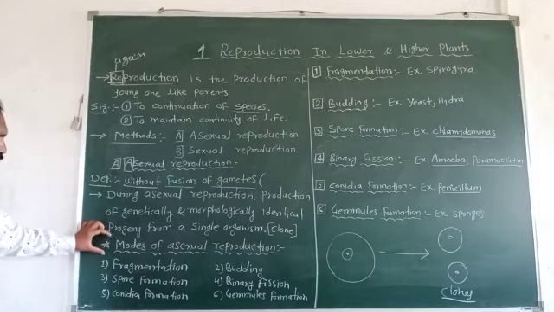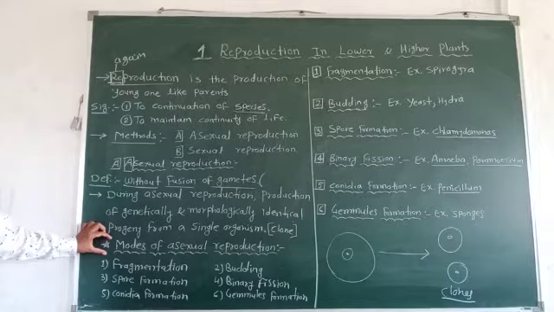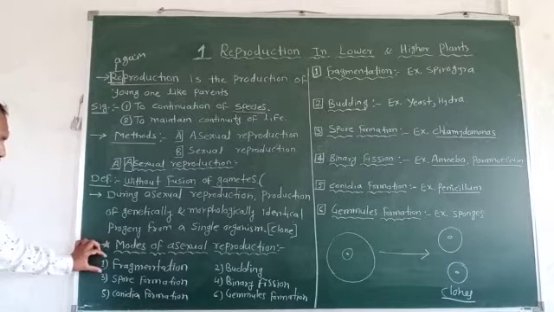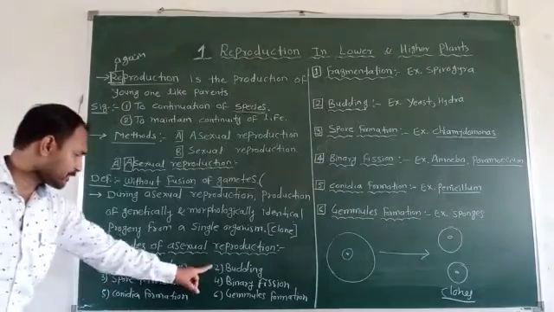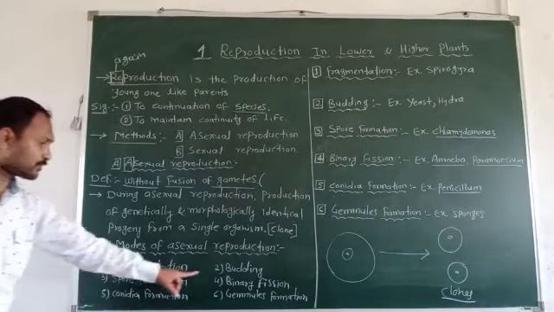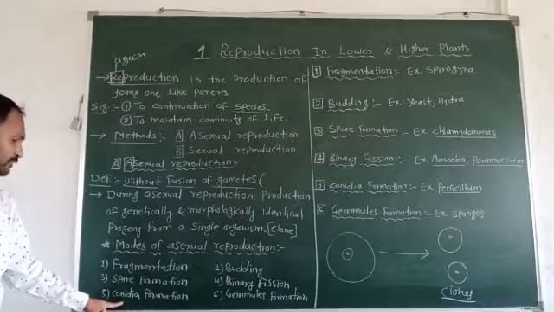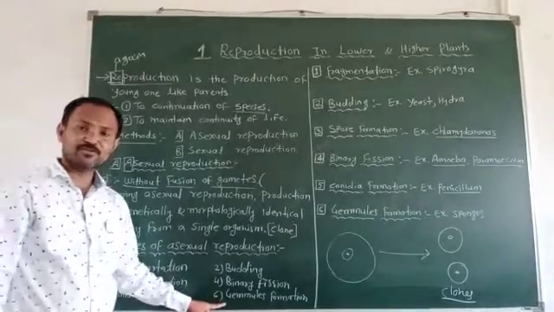Now, modes of asexual reproduction. There are 6 modes, 6 ways in which organisms multiply by asexual reproduction. First one fragmentation, second budding, third spore formation, fourth binary fission, fifth conidia formation, sixth gemmule formation.